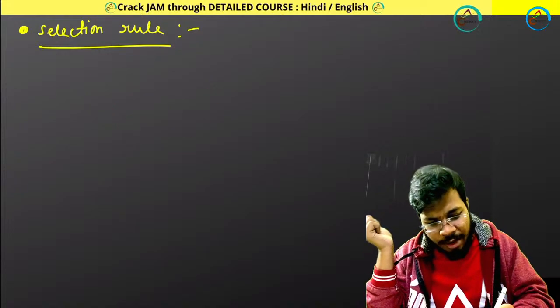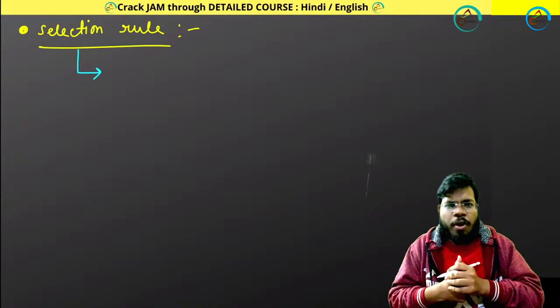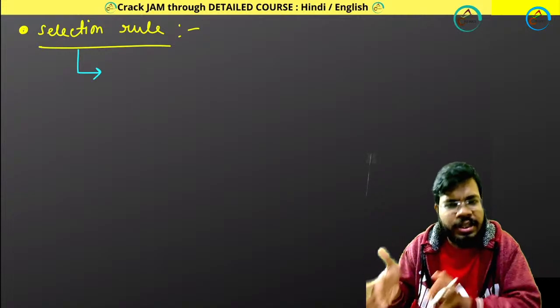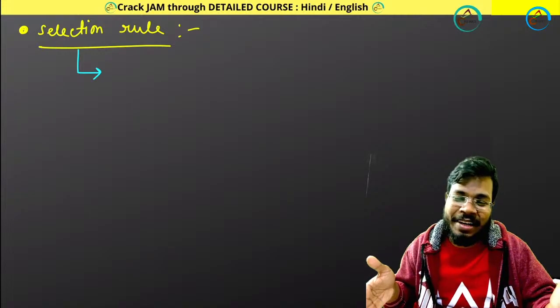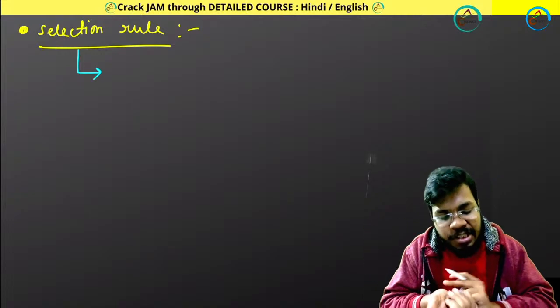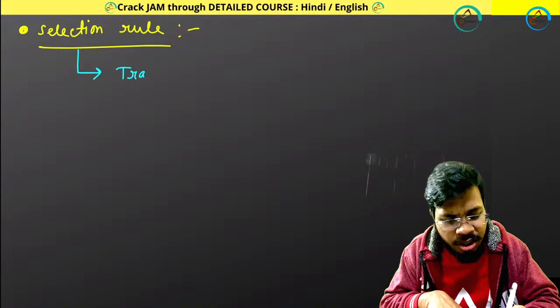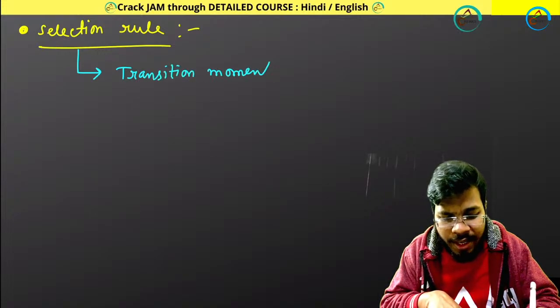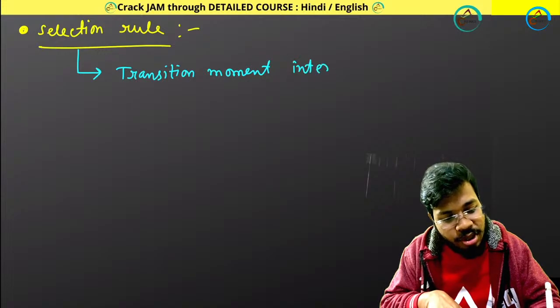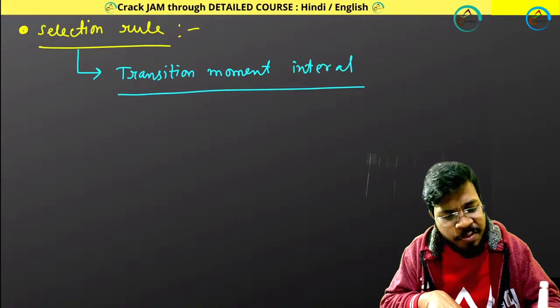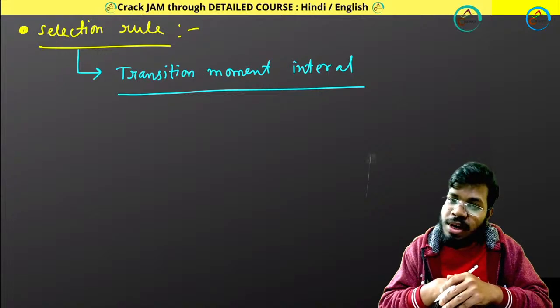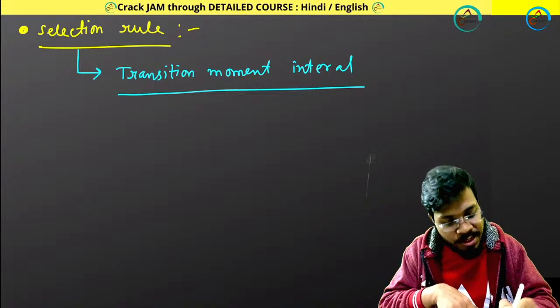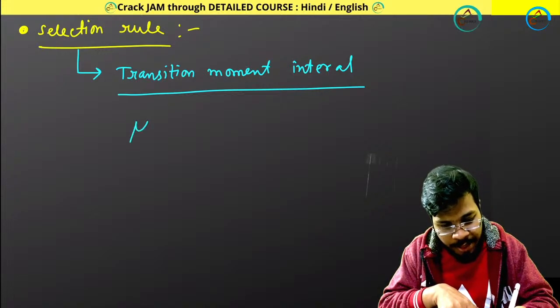The selection rule can be obtained by solving quantum mechanical calculations. You will do this quantum mechanical calculation after going into IIT, definitely. Then an expression will come, and that expression is called the transition moment integral. This expression will say which transition is possible and which transition is not possible.